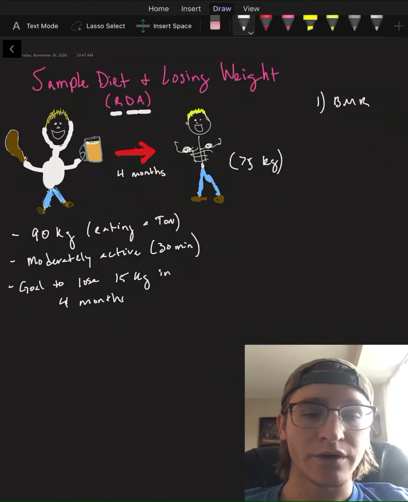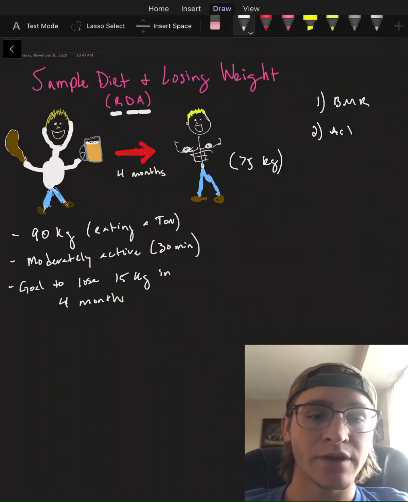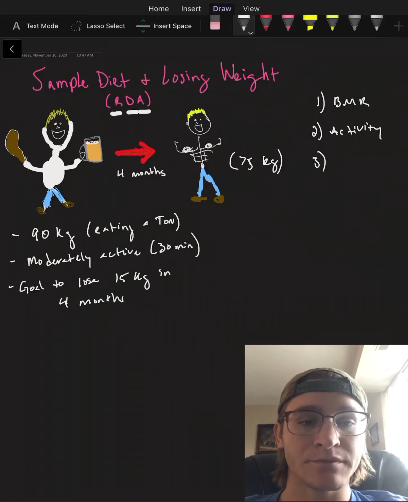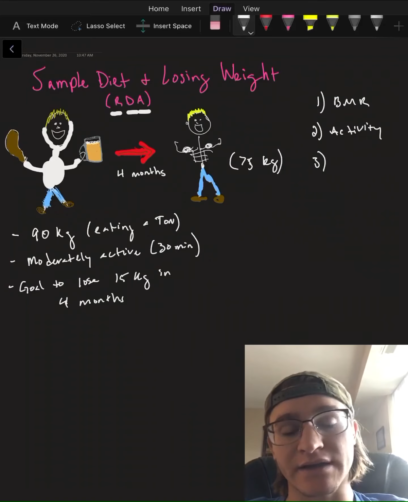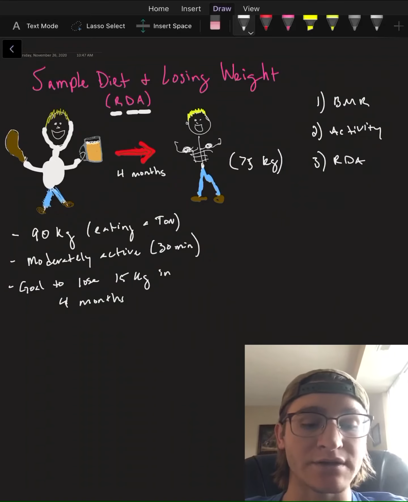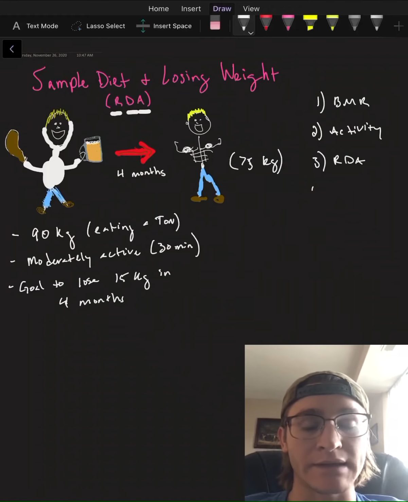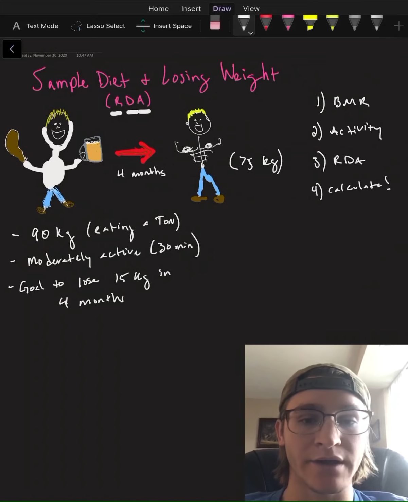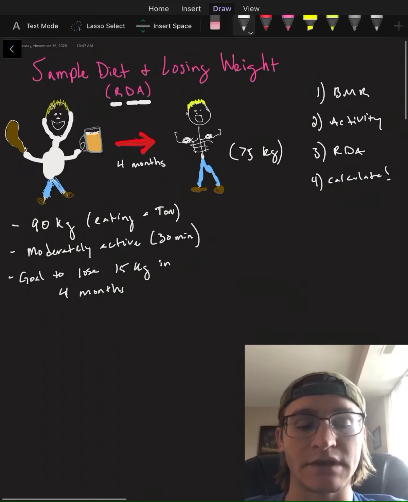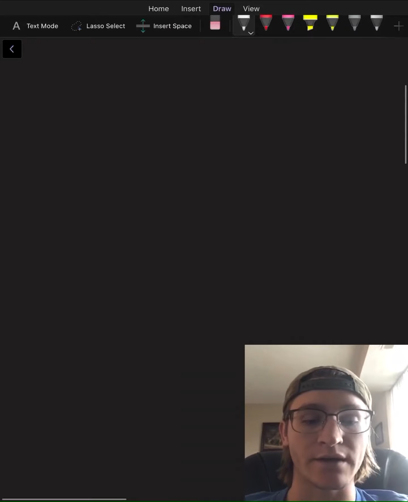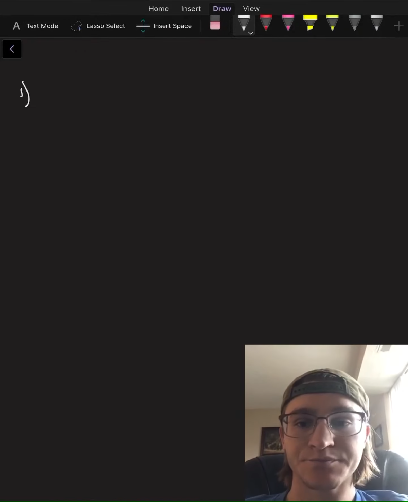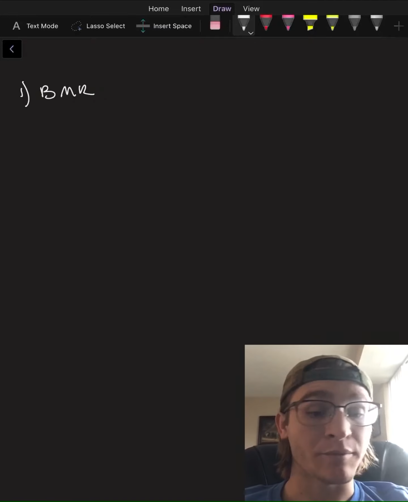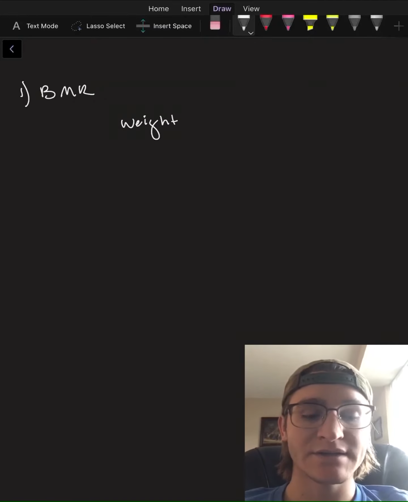So primarily, we're going to figure out our base metabolic rate. Secondarily, we're going to figure out the activity level of the individual. And third, we're going to take into consideration our recommended dietary allowance. That's according to the scientific community. And then fourth, we're going to calculate the caloric deficit needed to lose the weight that we are looking to lose.